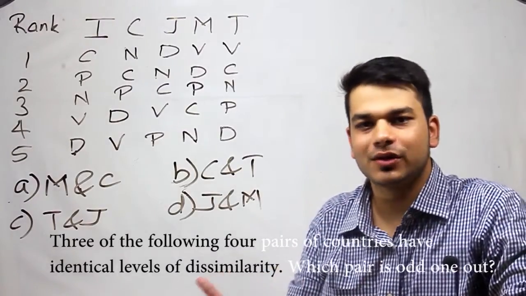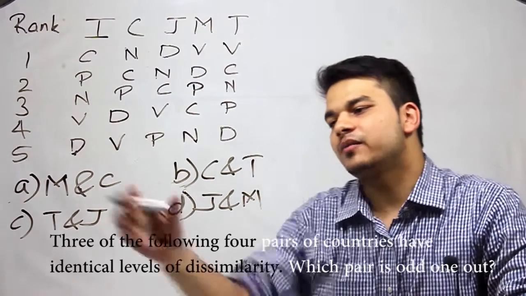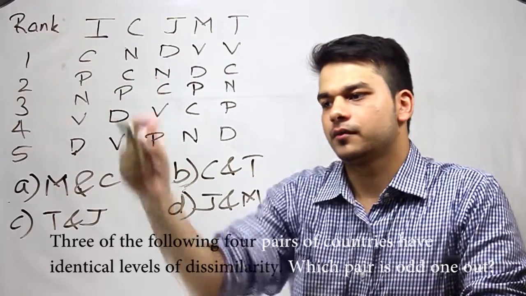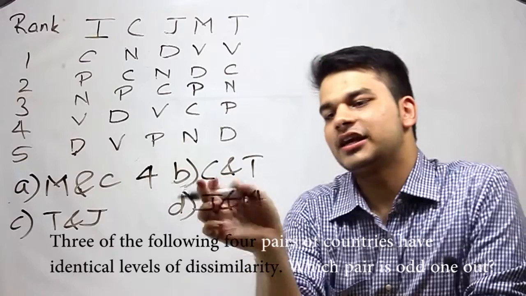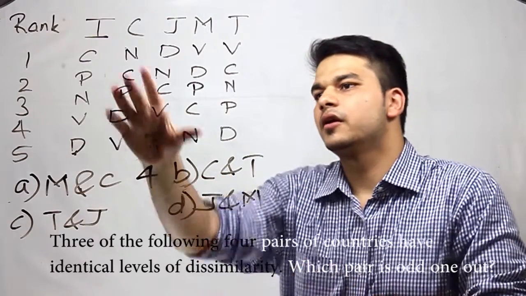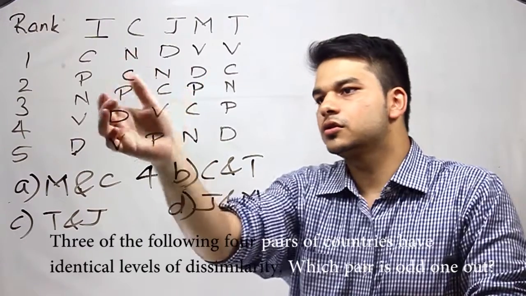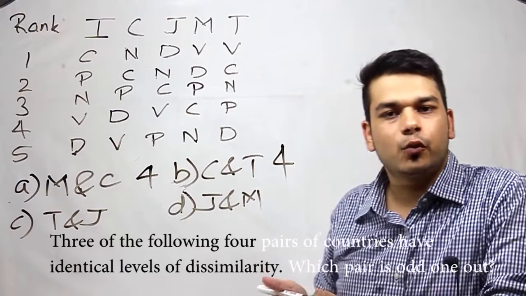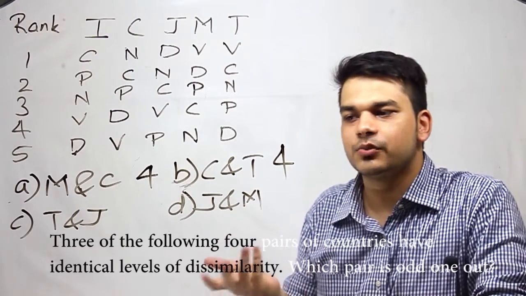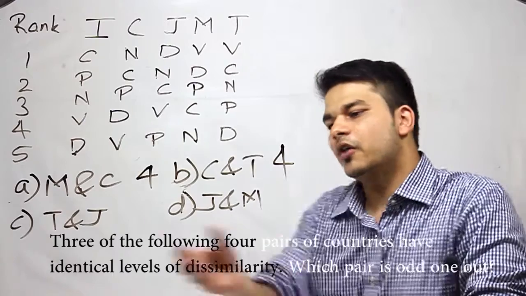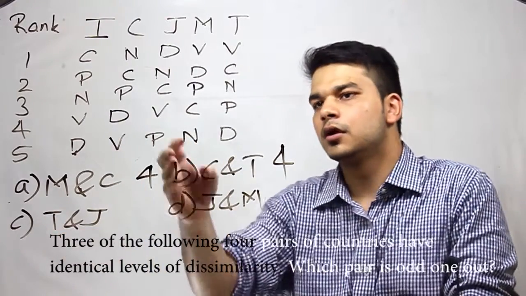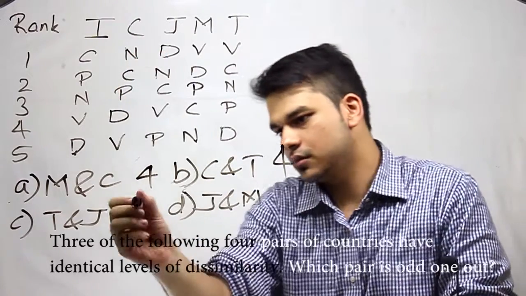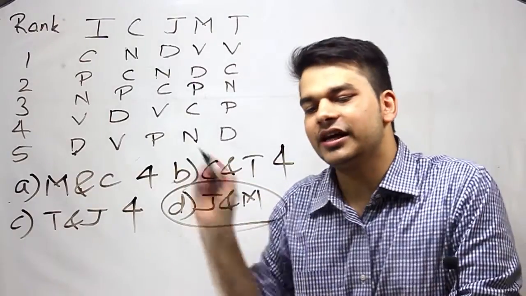So we have to find the odd one out in this case. In case of Malaysia and China, the level of dissimilarity will be 4. In case of China and Thailand, the level of dissimilarity will be 2 or 0, 1, 1 and 4. So it will be 4. So the option which is odd one out will have a dissimilarity which is not 4. Now we'll calculate for Thailand and Japan. You can see from here the level of dissimilarity is again 4 in this case. This means that option D is the odd one out.